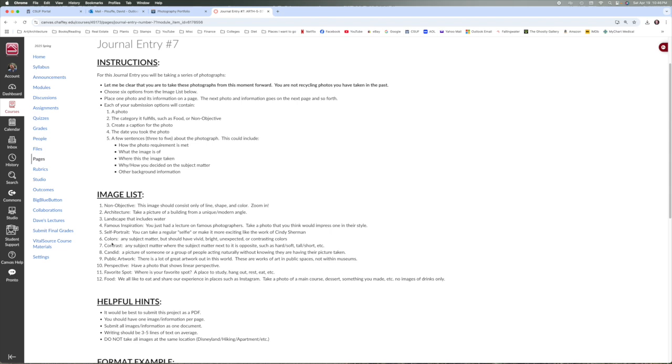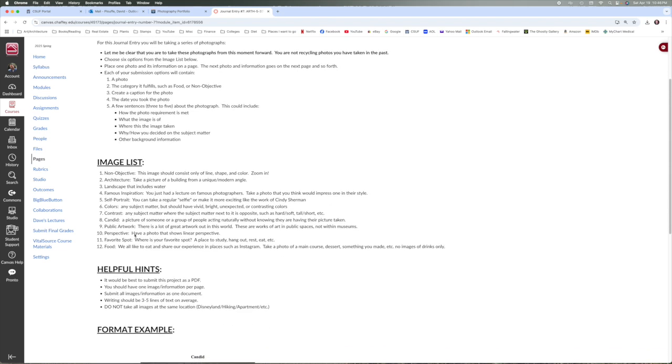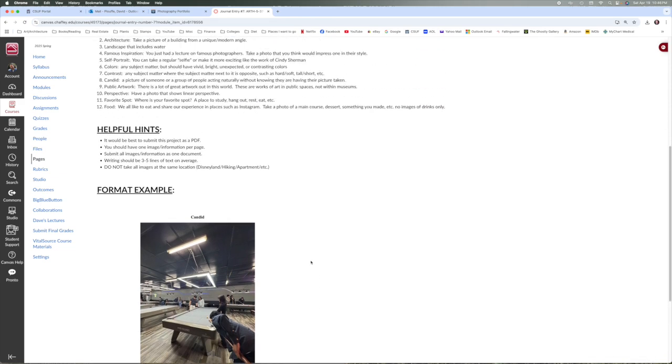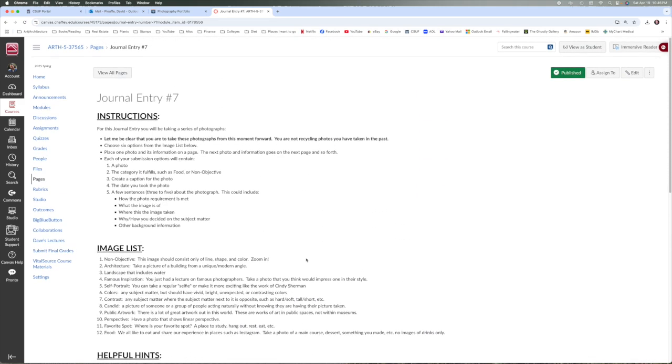Self-portrait, colors, contrast, a candid photo, public artwork. This should be accessible to everyone out in a public space. Linear perspective, your favorite spot, and food. And this is how you would submit your 6 images, kind of in that format. So that is journal number 7.